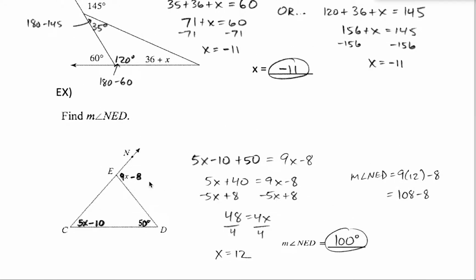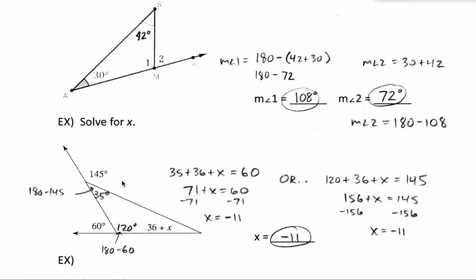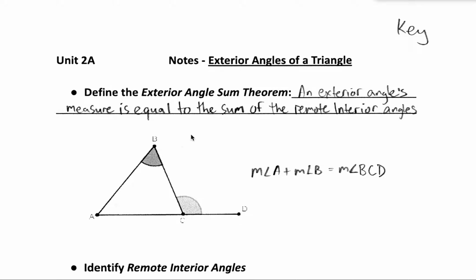So play around with the exterior angle sum theorem. Practice identifying those remote interior angles that correspond with another exterior angle. But don't forget about that interior angle sum theorem as well. Both theorems help us solve for unknown angles in any triangle.